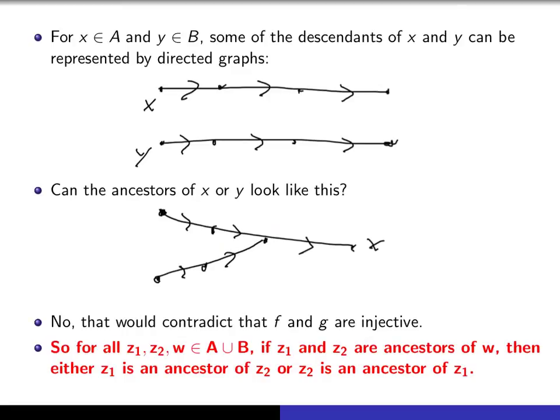So that allows us to deduce this fact here, that if Z1, Z2, and W are three elements of the union, and if Z1 and Z2 are ancestors of W, so here think of this one as being W, think of these as being Z1 and Z2, it's saying that the picture can't look like this. Z1 must either be an ancestor of Z2 or Z2 must be an ancestor of Z1. It must be along a single straight line.